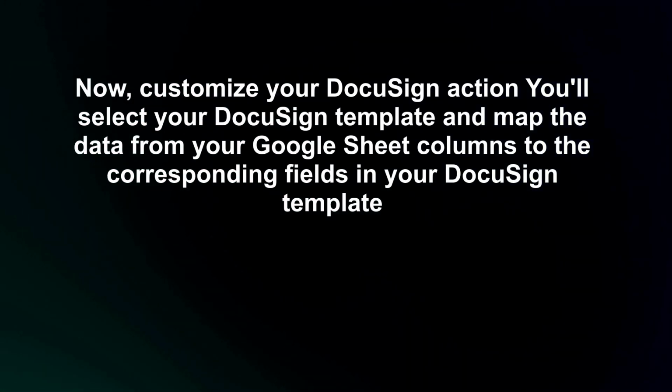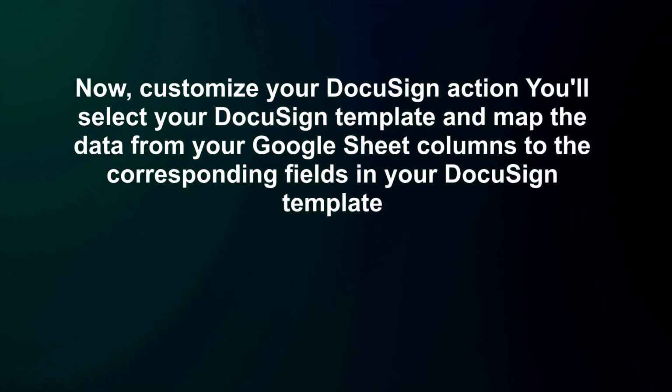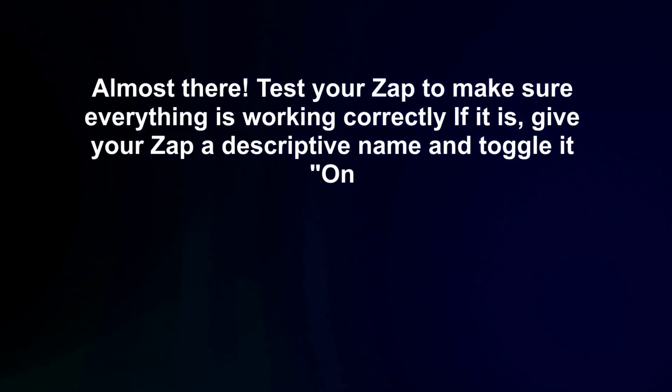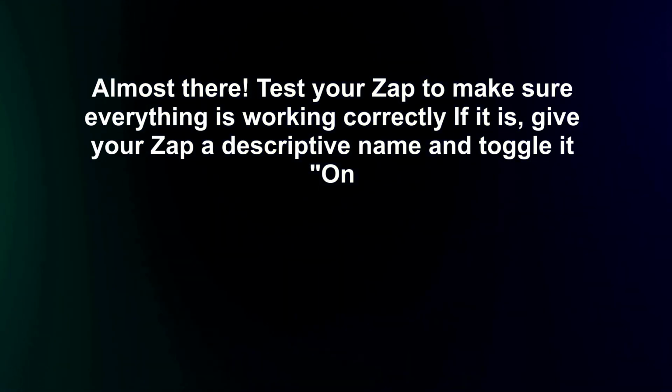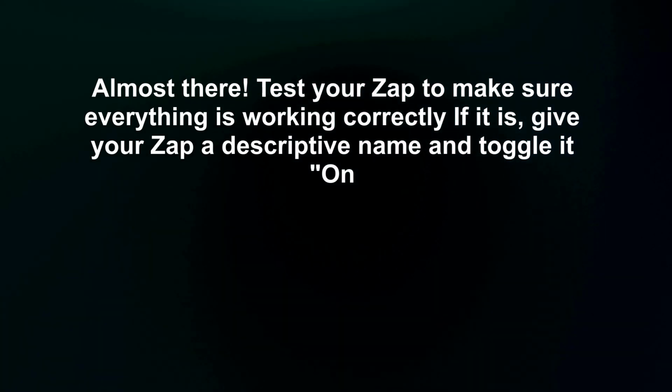Now, customize your Docusign action. You'll select your Docusign template and map the data from your Google Sheet columns to the corresponding fields in your Docusign template. Almost there. Test your Zap to make sure everything is working correctly. If it is, give your Zap a descriptive name and toggle it on.